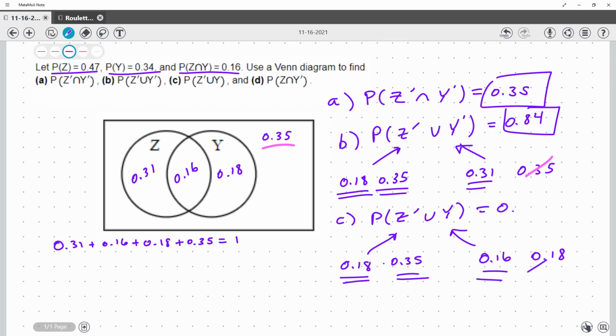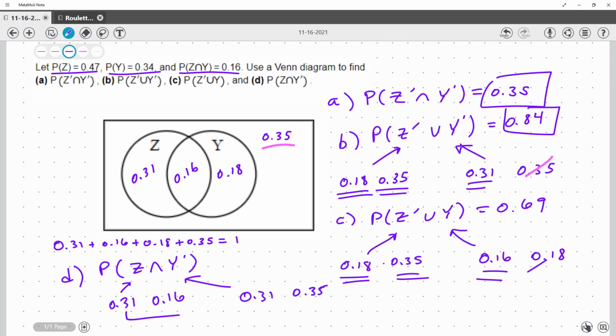Okay, the last piece, D, says the probability of z intersect not y. Well, z is 0.31. I want to know where it intersects with what is not y. Well, not y would be that 0.31 as well as the 0.35. The only thing that they have in common, the intersection, would be the 0.31.